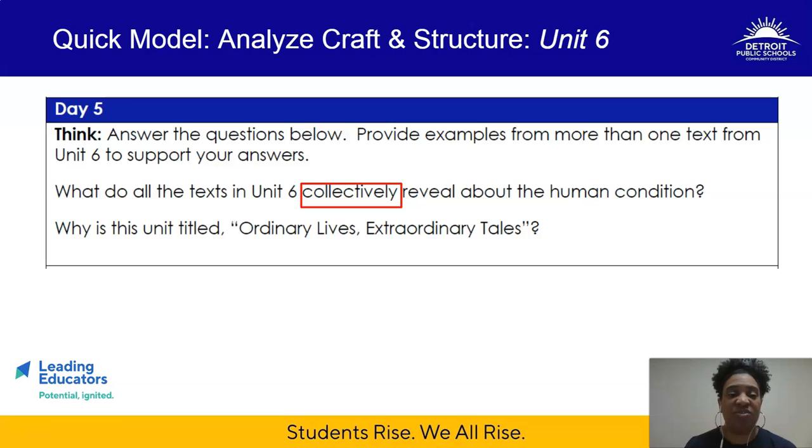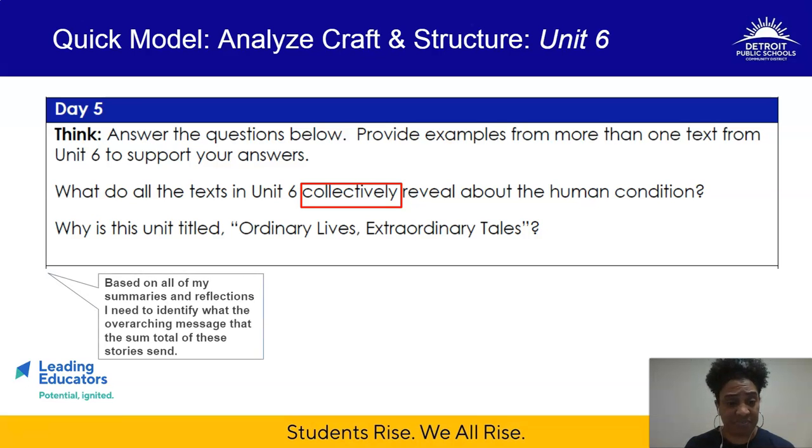You're going to answer the following question. What do all the texts in Unit 6 collectively reveal about the human condition? So what I can do to begin to respond to this question is, based on all of my summaries, I'm going to review those and reflections, and I can also review those because they're my learning packet.